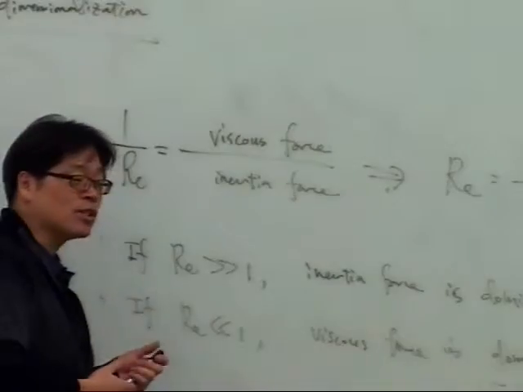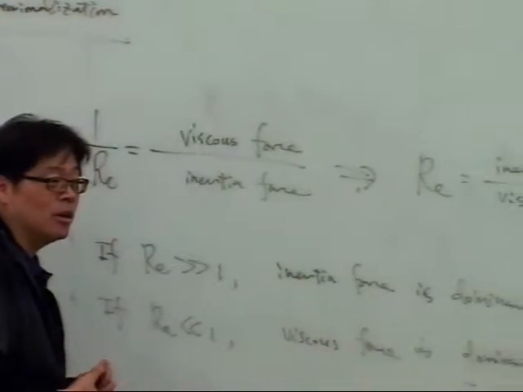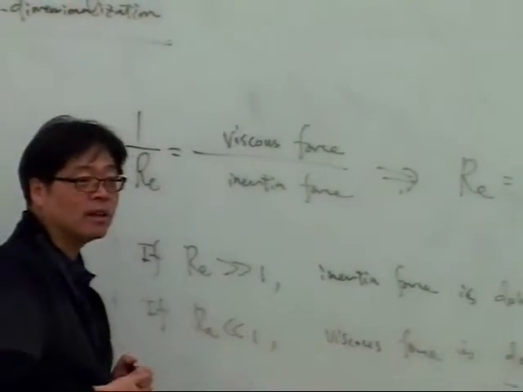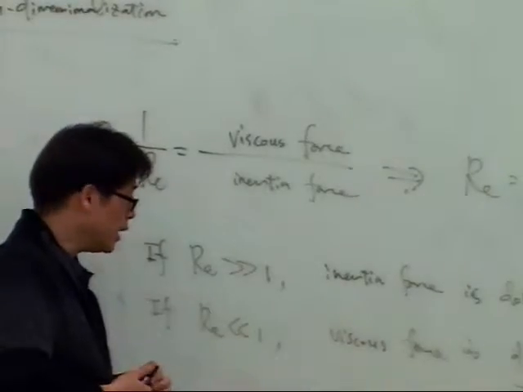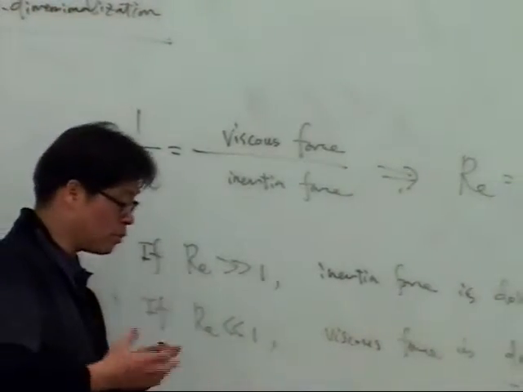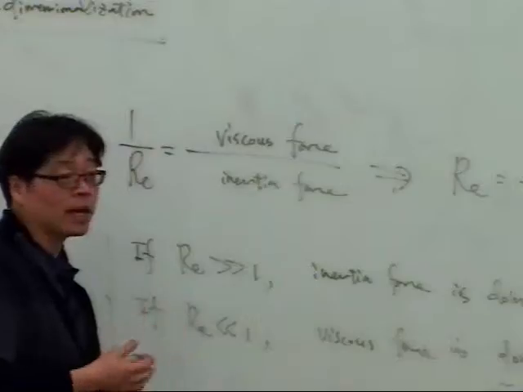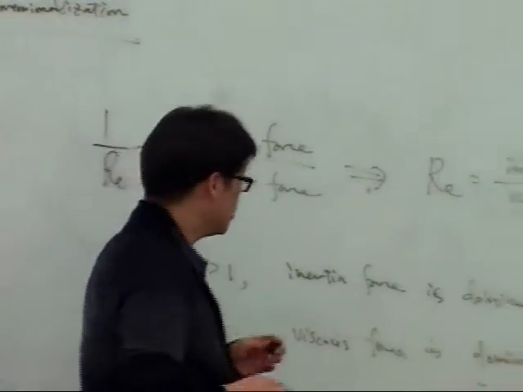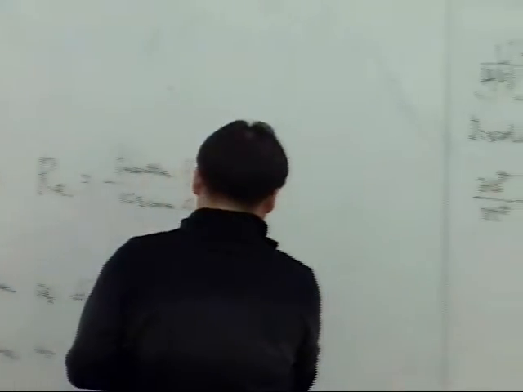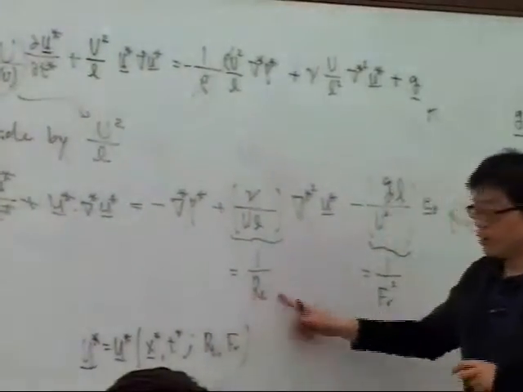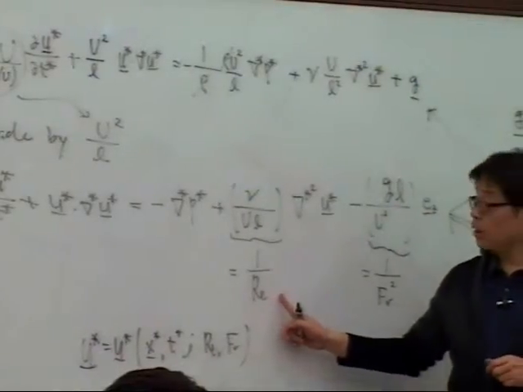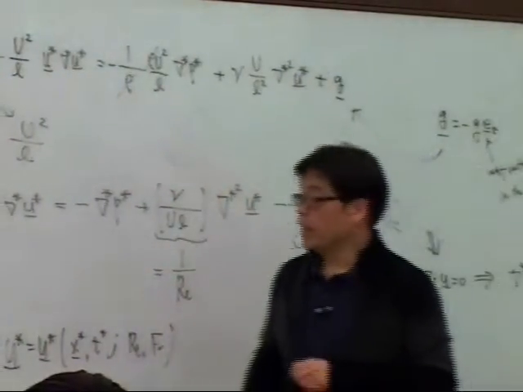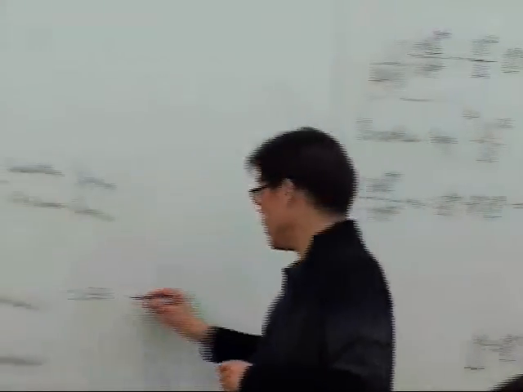On the other hand, if the Reynolds number is order 1 or 10 or less, then the viscous force is much more dominant. Then we can neglect the inertial force. So in this case, since this number is so large, 1 over Reynolds number is very, very small, then we can neglect that, and then we end up with Euler equations.